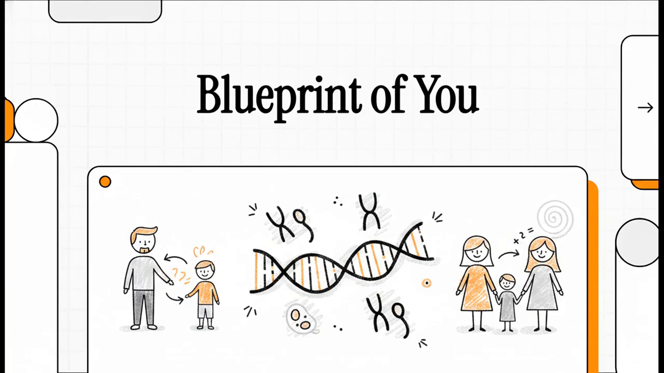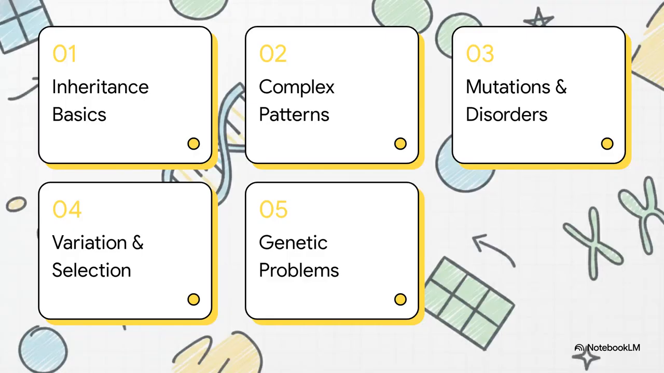So have you ever looked in the mirror and wondered why you might have your dad's nose, but you totally share your mom's amazing knack for math? Well, today, we're decoding the silent architects of your unique identity. Those architects are your genes and alleles, and they're quietly, continuously working away inside your cells to build exactly who you are. Here's our game plan for today.